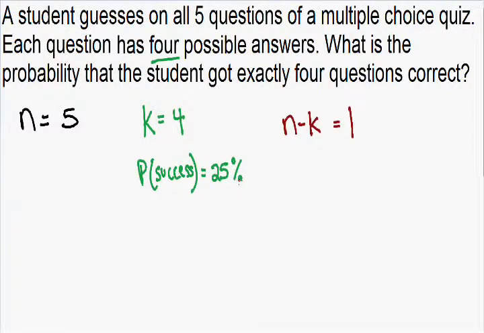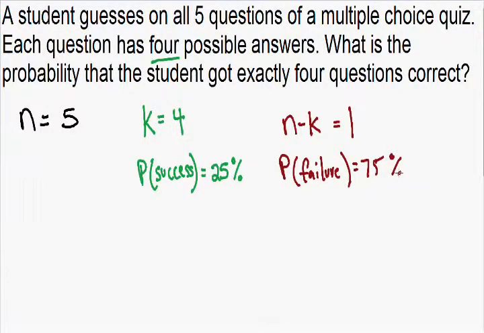So we know that both probabilities, the probability of success and the probability of failure, must equal 100%. So we know that if the probability of success is equal to 25%, then the probability of failure, or you could say the probability that a student got the question wrong, is equal to 75%. 25% plus 75% gives us a total probability of 100%.